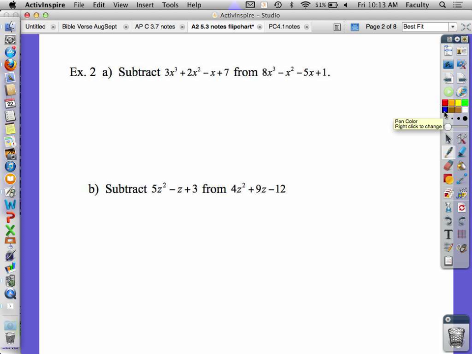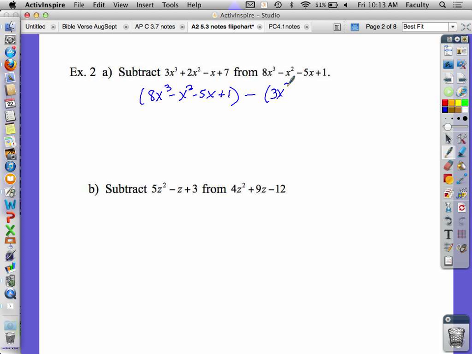Okay, now subtraction. Notice this doesn't say which way to go, so you can choose your method. But this says subtract from the 8x cubed. So I need to point out to you that if you're going to subtract it from the 8x cubed, the second one had to be first.